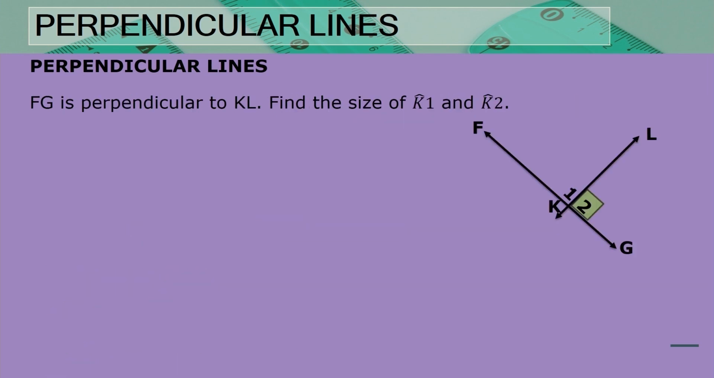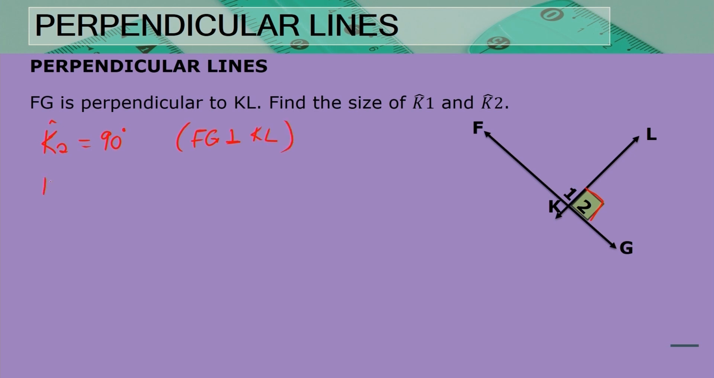So let's look at an example here. They say FG is perpendicular to KL. Now find the size of K1 and K2. Perpendicular means they intersect at 90 degrees. So as shown there, we can already see that our angle K2 is equal to 90 degrees. And our reason for that is because FG is perpendicular to KL.